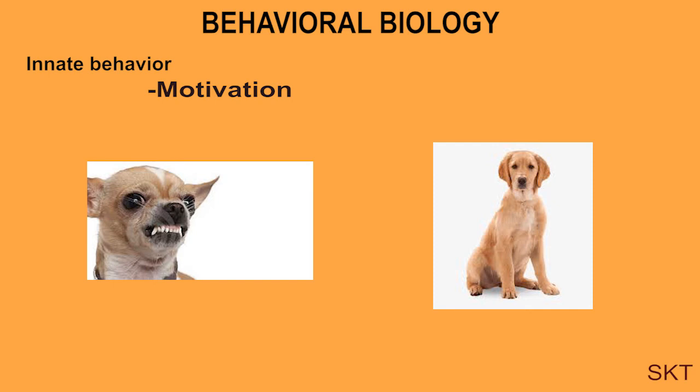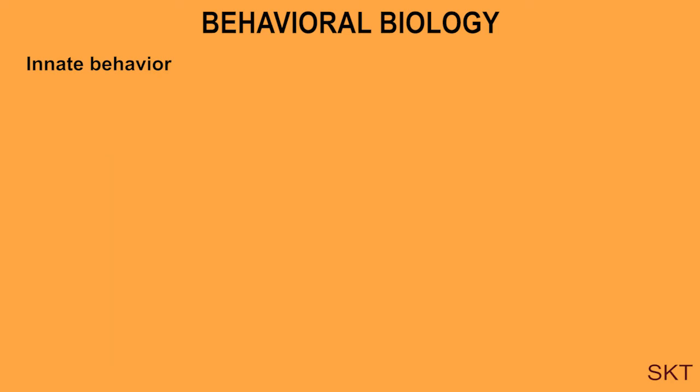An example of motivation is the behavior of a hungry dog and a dog after a full meal. Observe a dog before its meal and after its meal. You will find the difference. So these are the four types of innate behavior. Now let us understand the four types of acquired behavior.